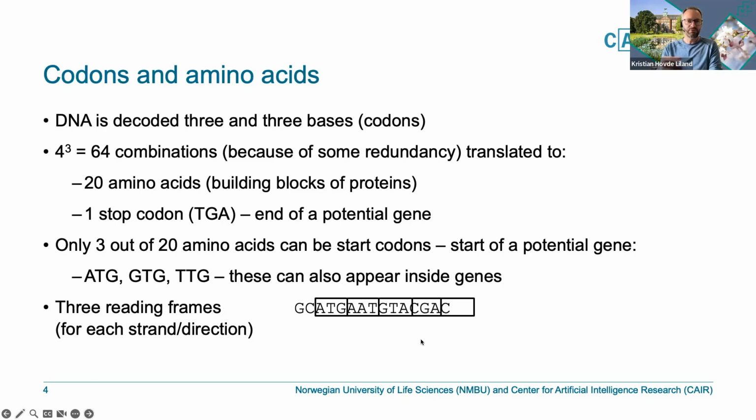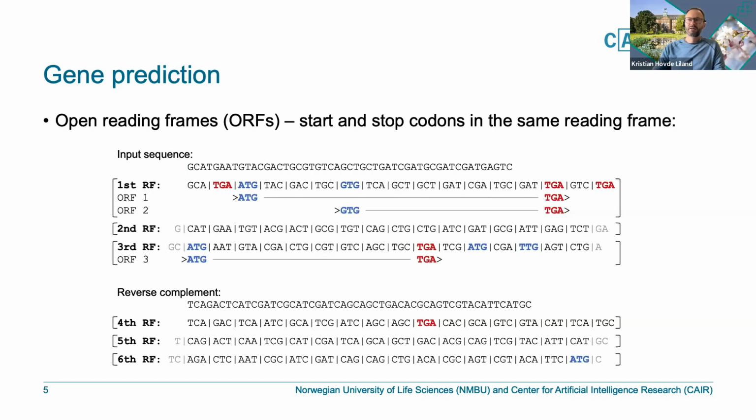And of course, we could have the reverse complement where we start from the other end with the opposite letter, and we get the same thing there. So to summarize this, these are then the 6 possible reading frames: 1st, 2nd, 3rd along the primary strand, and then we have the reverse complement with 4th, 5th, and the 6th reading frame.